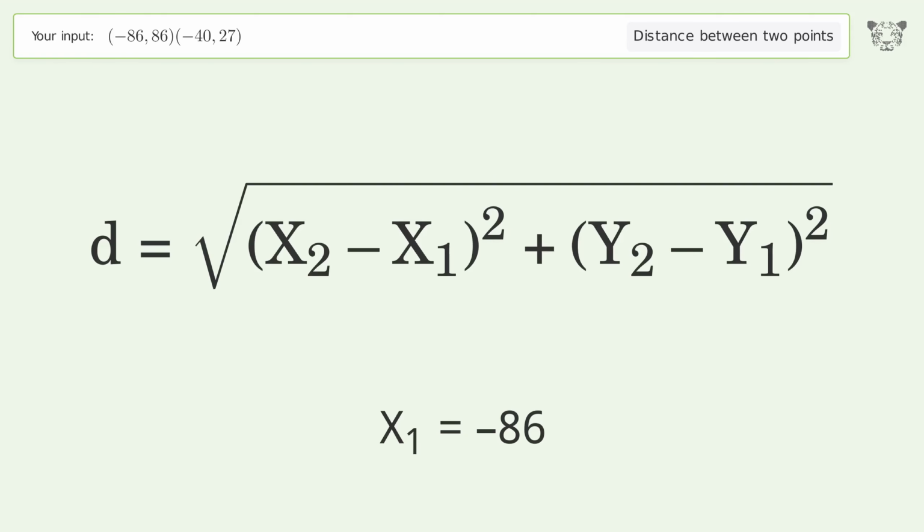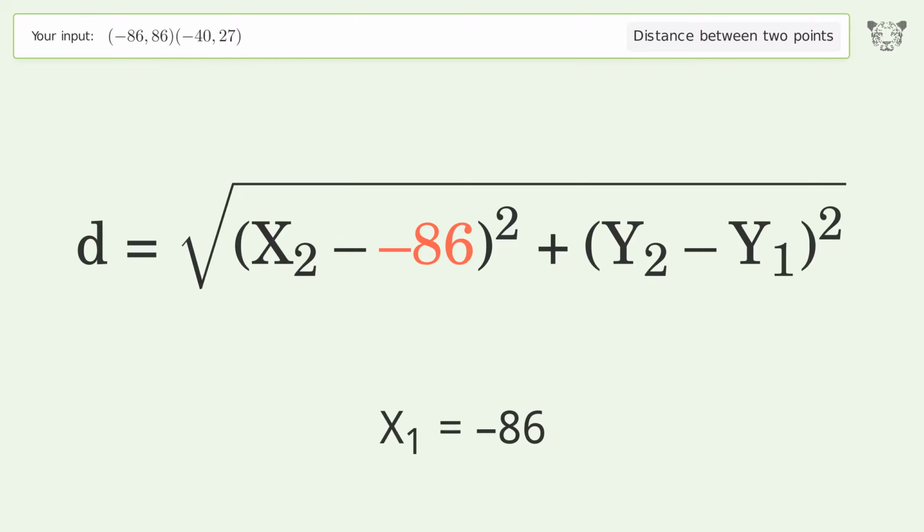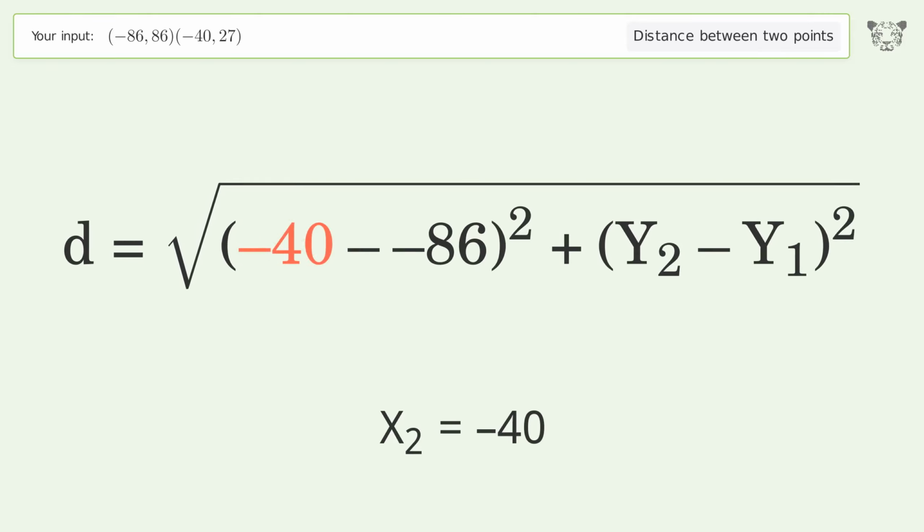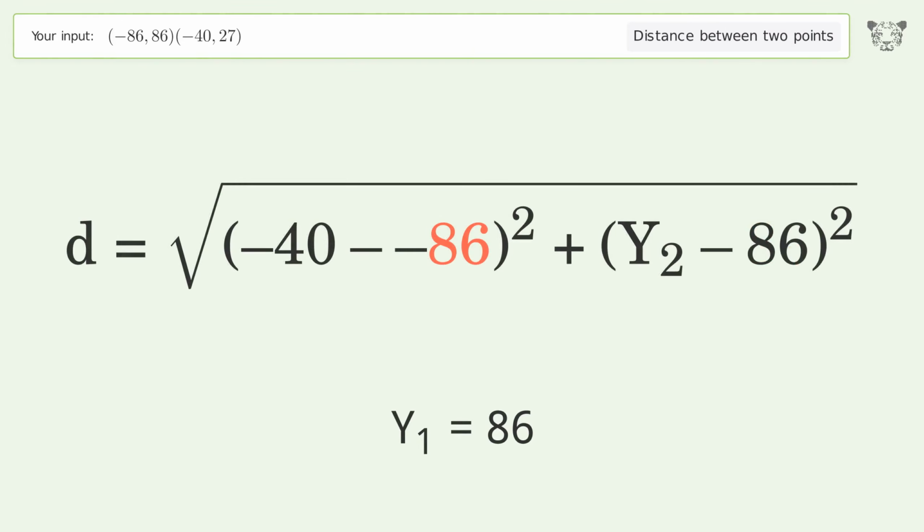x1 equals -86. x2 equals -40. y1 equals 86. y2 equals 27.